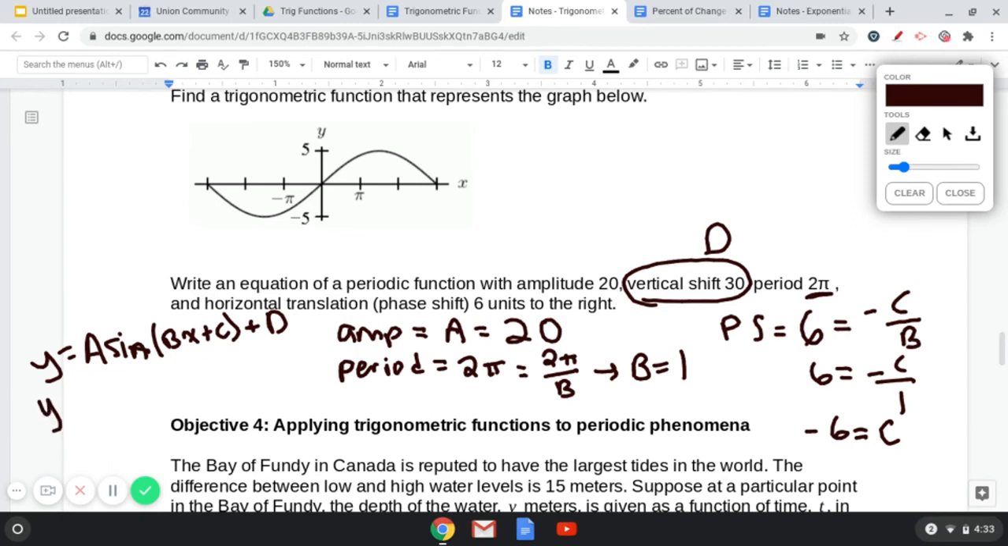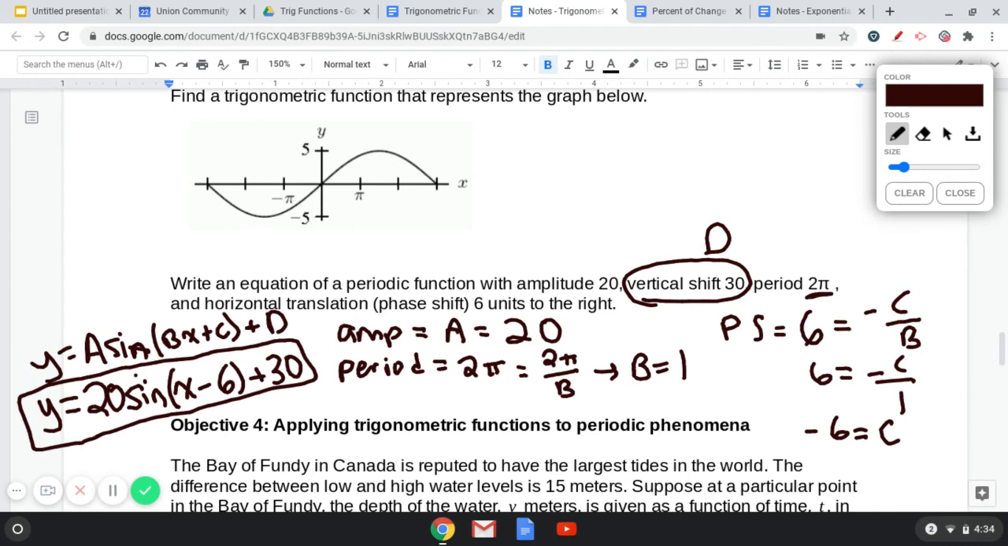So our function is y equals a, which is 20, sine of b, x, so b is 1, so this is just x, plus c, so minus 6, plus d, which is 30, because we're vertically shifting up 30. So this is our function right here, with all of these various transformations applied to it.